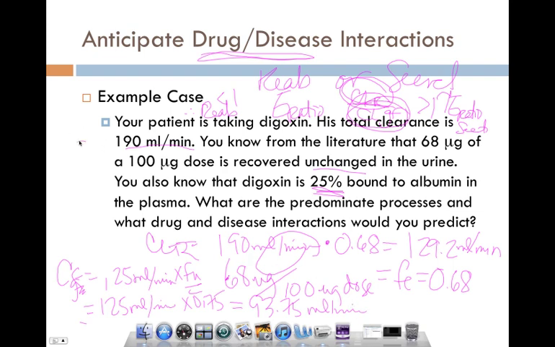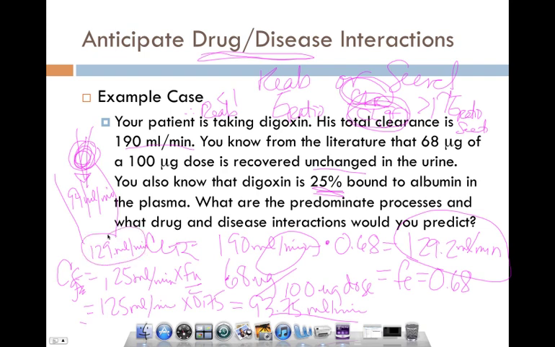So we have at the filtration site a filtration clearance of about 94 mils per minute. And then after it goes through the whole thing, what's going out in the kidneys, out in the bladder, out in the urine, is 129 milliliters per minute. So more is going out than was filtered. So what has to be happening? There's got to be predominant secretion. So the predominant process is secretion.